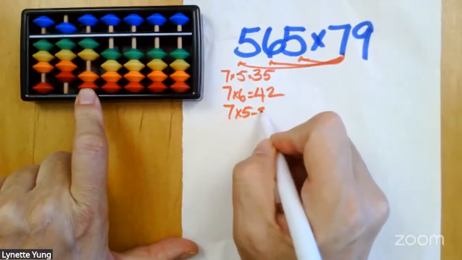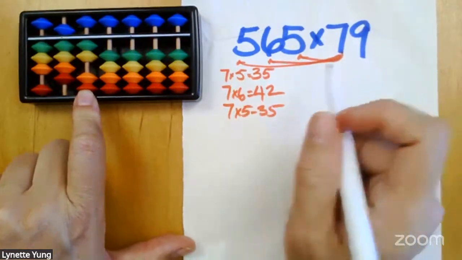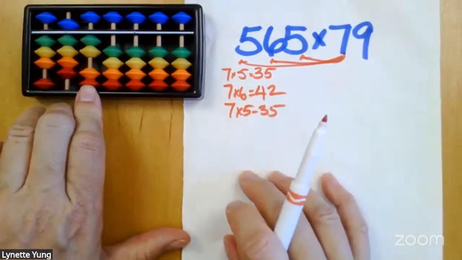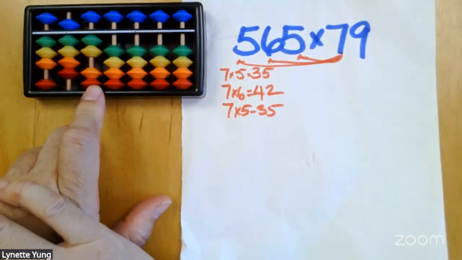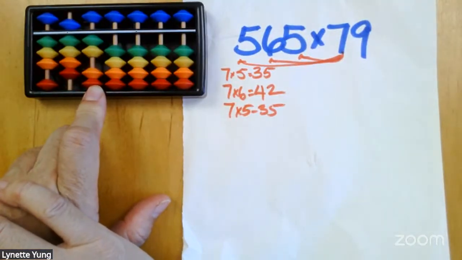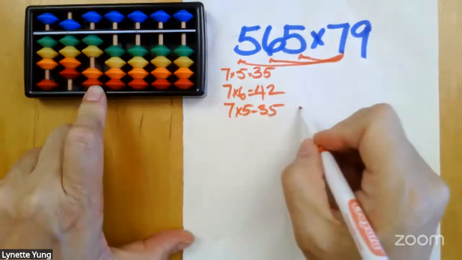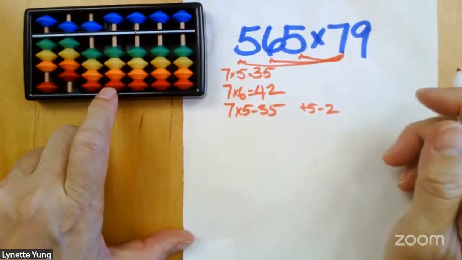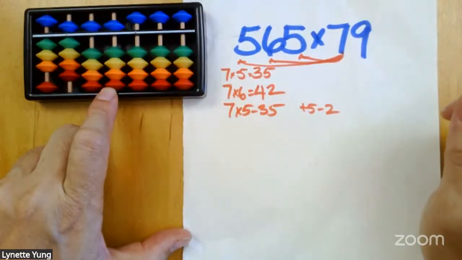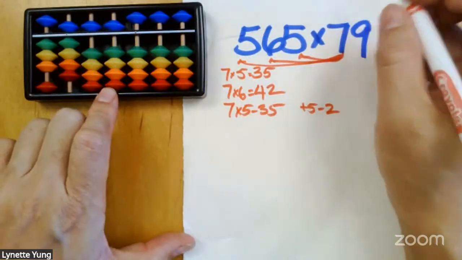Okay, and so then again we got 35. So we want to add 3, but there are not enough beads on the bottom, so we're going to add the 5, subtract the 2, and then add the 5. Okay. And Elisa, your turn.